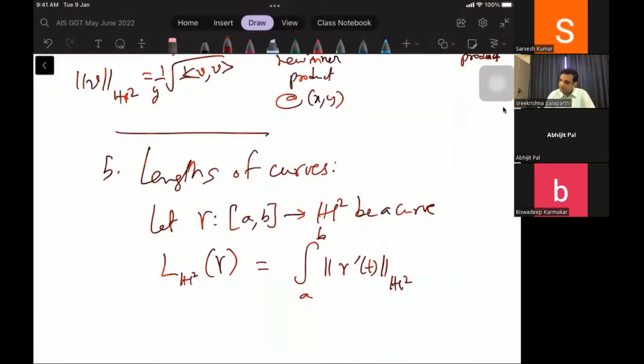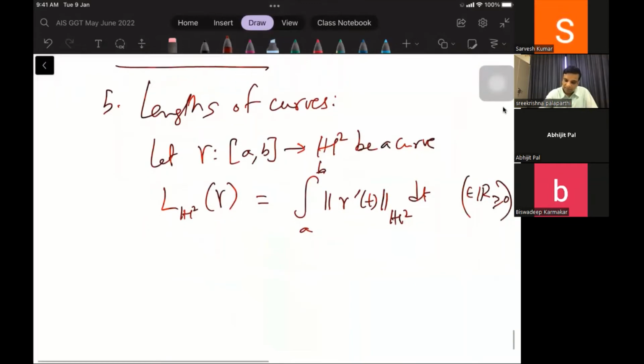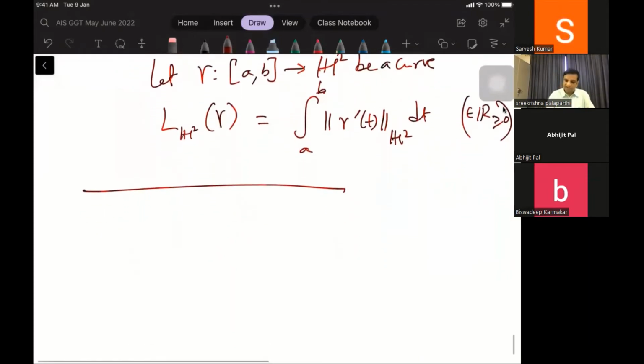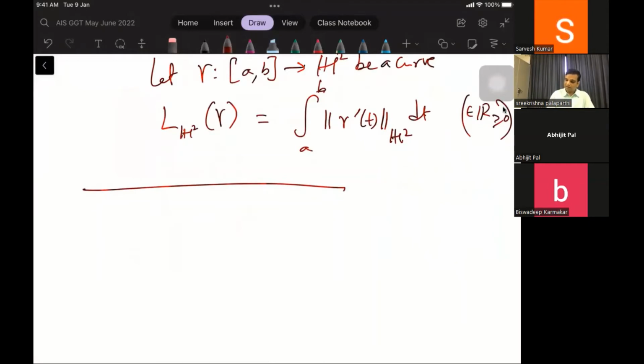This is some positive number, and this gives the hyperbolic length. So that's the length of curves. Using this length of curves, we can make an estimate. So here is an estimate.